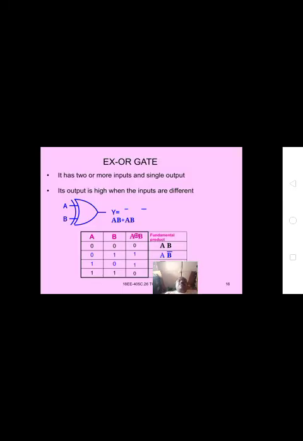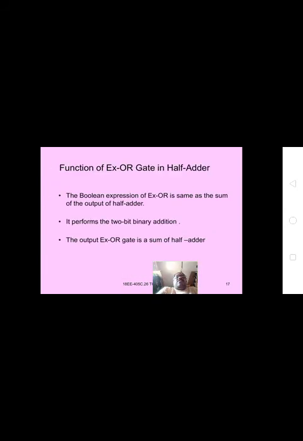Here, the XOR gate has 2 or more inputs and only one single output. Its output is high when the inputs are different. It might be 0, 1 or 1, 0. When we get 0, 0 or 1, 1, we get the value 0. Okay. Here I have given the symbol for XOR gate also. Kindly note it.